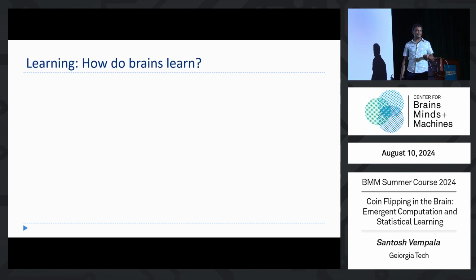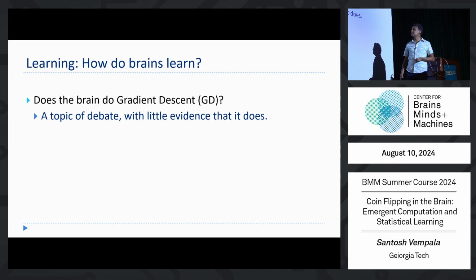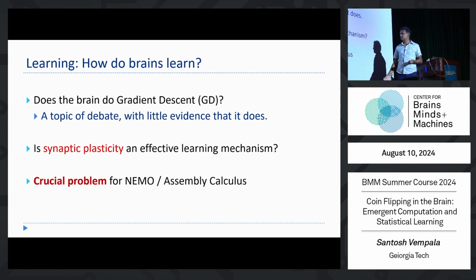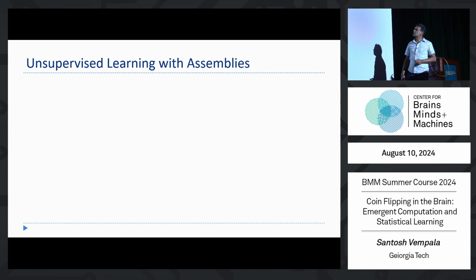So how do brains learn? This is sort of a crucial question here. And does it do gradient descent? It's still a topic of debate, but there's really no evidence. There is plasticity, but is this an effective learning mechanism? Can you show me that this actually is useful? This is a crucial problem in general, but also certainly for the model, because that's the only mechanism we have.